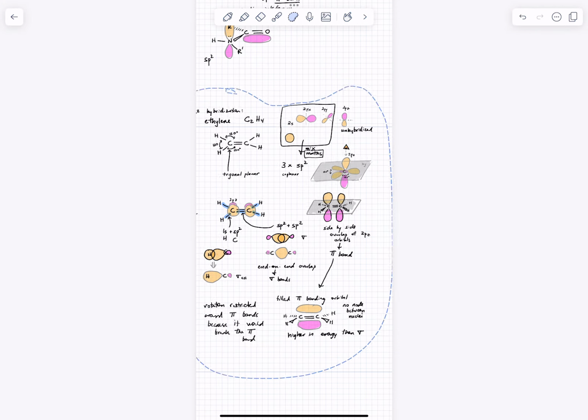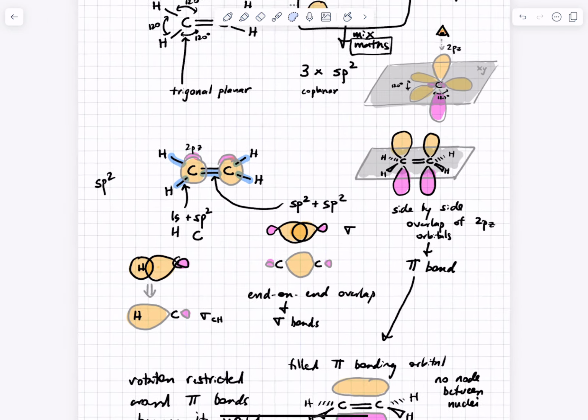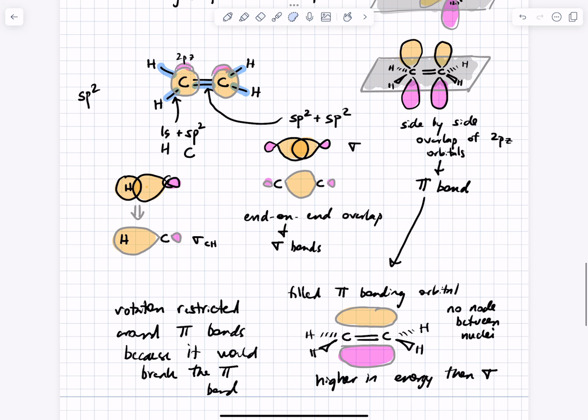And an important thing that I said yesterday about the pi bond is that the carbon-carbon pi bond is higher in energy than the sigma bond. Recall that the reason for that is that the electrons in the pi bond, because they come from p orbitals, once they form the pi bond, they hover above and below the plane that contains these nuclei.